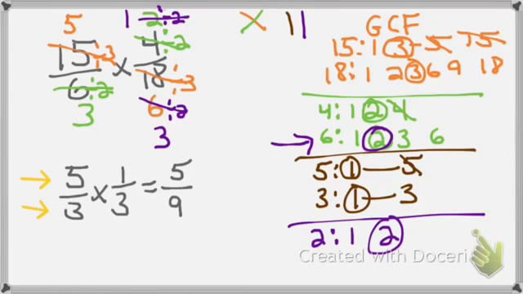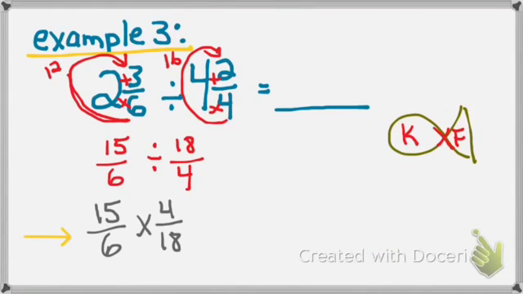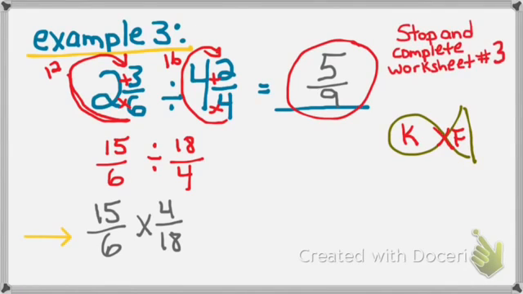So I have 5/9, and I need to look at that 5/9 and say, is that a proper fraction? Will that work in a chicken fight? And the answer to that question is yes, it will. So I'm going to go back and write that final answer on my original problem. 5/9. So 2 and 3/6 divided by 4 and 2/4 equals 5/9. Please stop the video and complete worksheet number 3 right now.